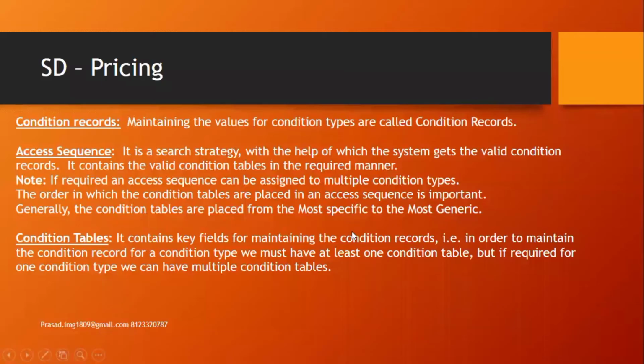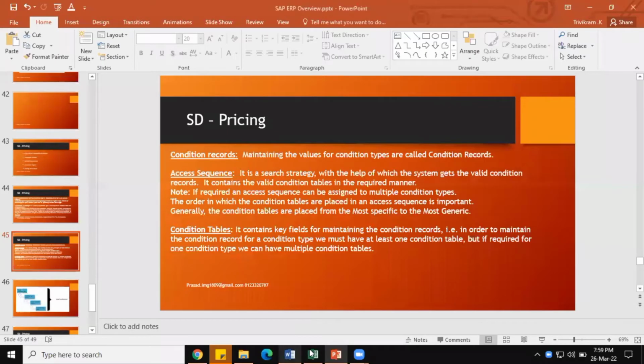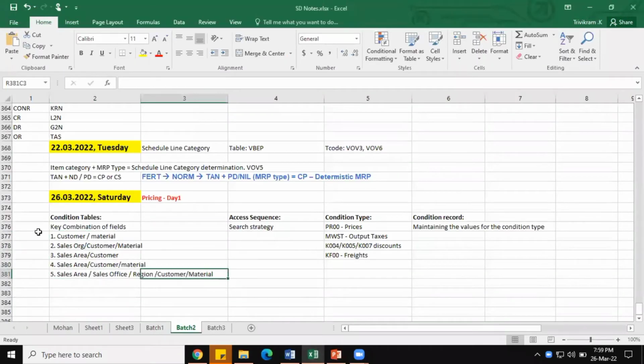Condition records, and if required, an access sequence can be assigned to multiple condition types. The order in which the condition tables are placed in an access sequence is very important. Generally, the condition tables are placed from the most specific to the most generic. This is what I would like to highlight here. What is most specific to most generic? So this is most generic.